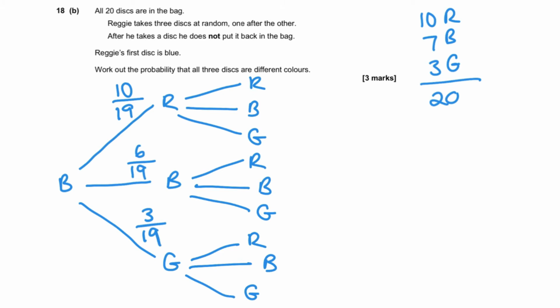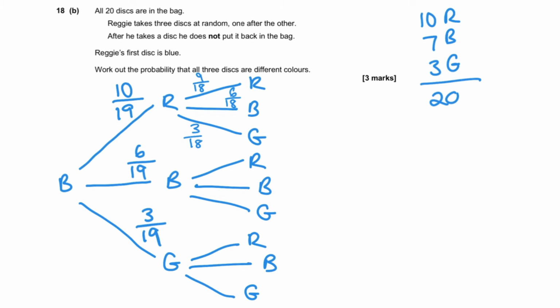So starting at the top, after having lost a blue and a red disc already, the probability that the third one is red is going to be 9 out of 18 that are now left in the bag. The probability that the next one is a blue one is going to be 6 out of 18, because we've already lost a blue one. The probability that it's going to be a green one is going to be 3 out of 18 because we've not lost a green one yet.